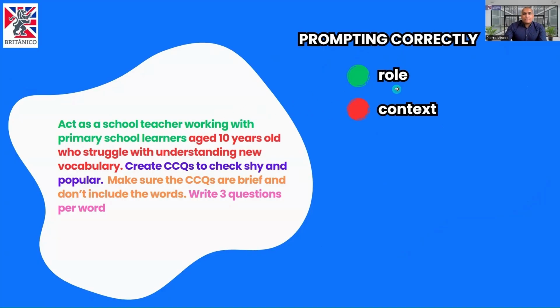The red is the context. What is the context? Their age, the grade, or the problems they can have. For example, how old are my students? 10 years old. Is there a problem? They struggle with understanding new vocabulary.